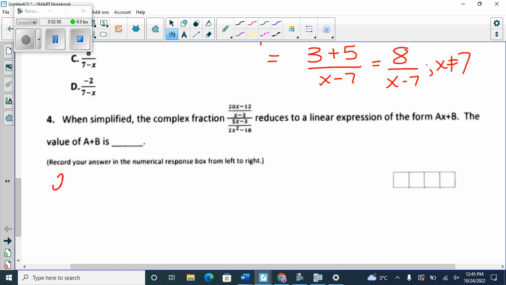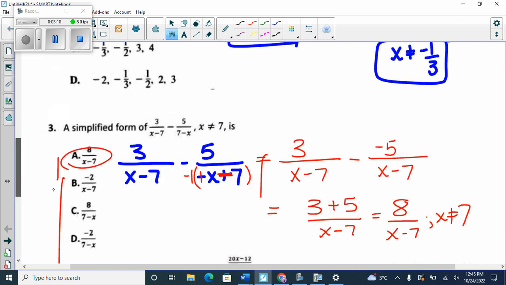So I'm going to get 20x minus 12 over x minus 3 divided by 5x minus 3 over 2x squared minus 18. First thing I'm going to do is flip the right-hand side and multiply.